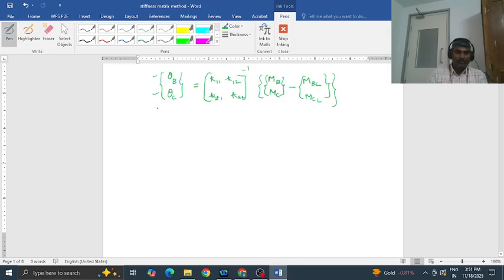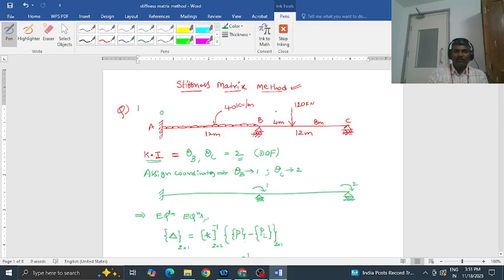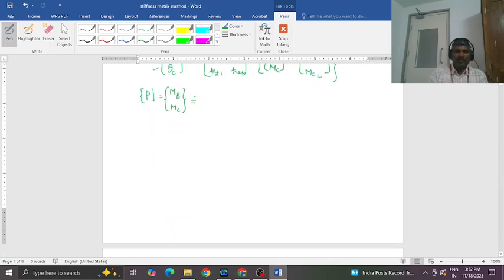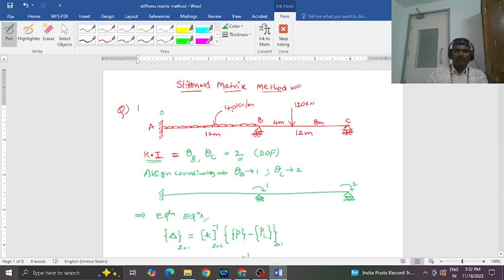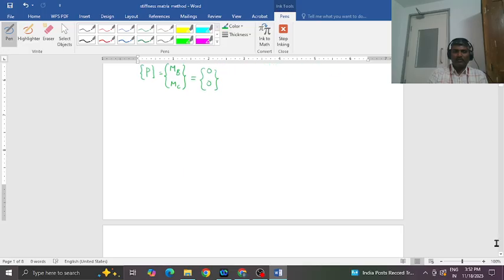Now let's try to write the P matrix first. That means moment at B, moment at C in the structure. In the given problem, you don't have any applied moment at B, and no moment is applied at C. Hence both the values are zeros, so it is 0, 0. Next, you need to find the moment at B only due to the load and the moment at C only due to load. So now for evaluating the PL matrix, which means moment at B due to loads alone and moment at C due to loads alone.